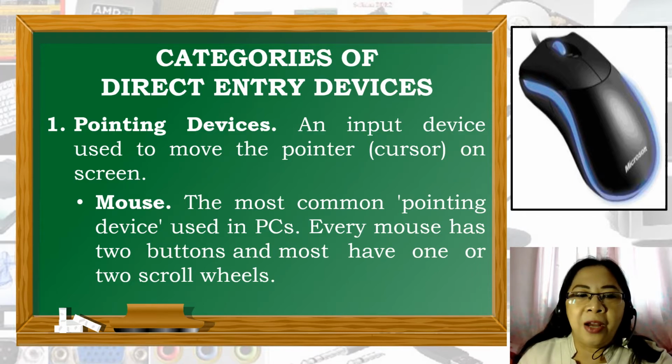We have categories of direct entry devices. The first one is pointing devices, an input device used to move the pointer or cursor on screen. An example of pointing device is the mouse. The most common pointing device used in personal computers. Every mouse has two buttons and must have one or two scroll wheels.